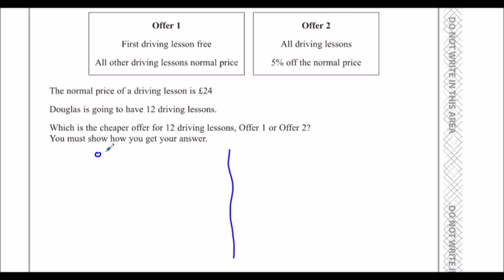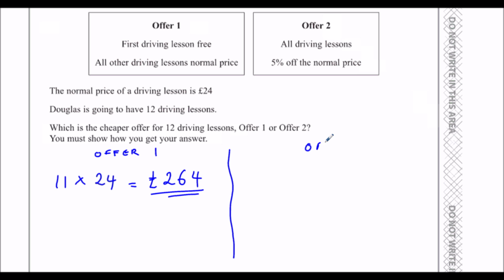So offer 1. If we took offer 1, we'd get first driving lesson free, so you don't pay anything. How many lessons have you got left? 11 at full price. 11 times 24. Type it into the calculator and it should give you £264. So that's how much we pay with offer 1.